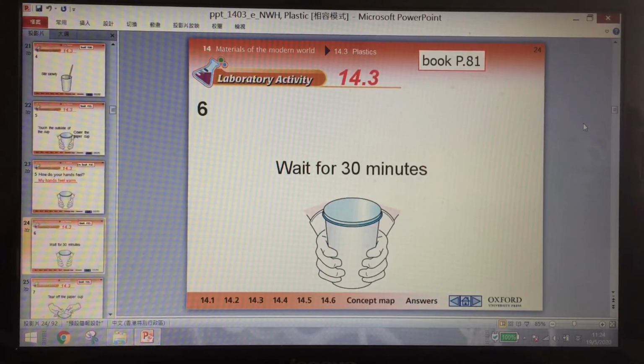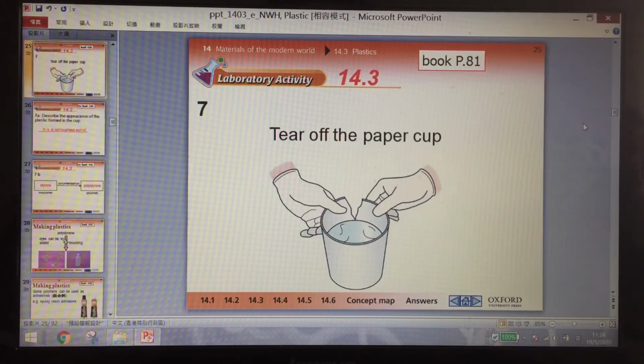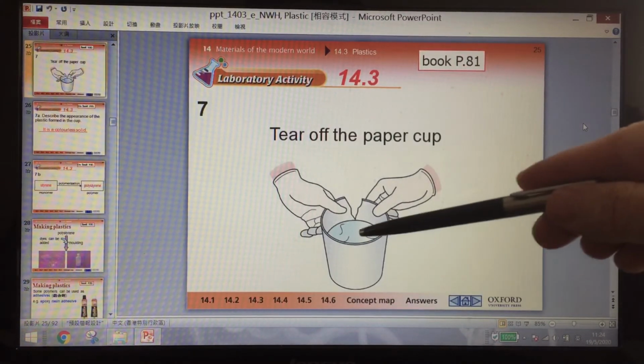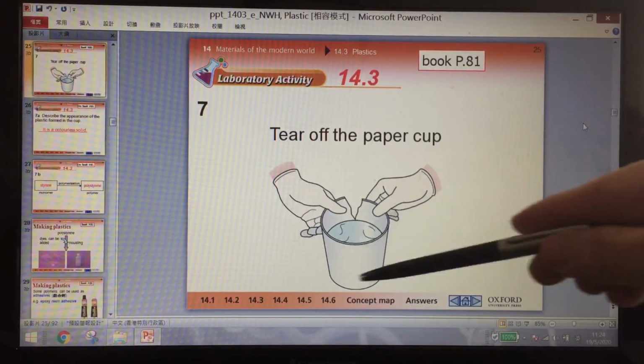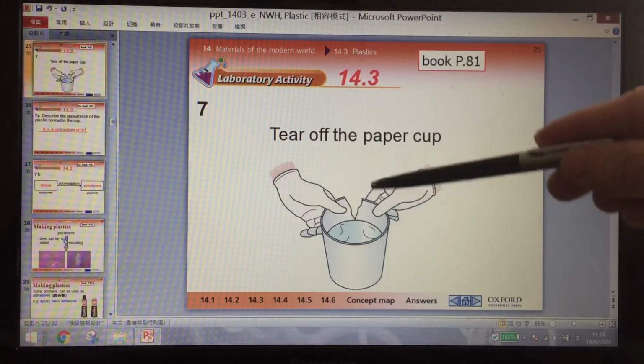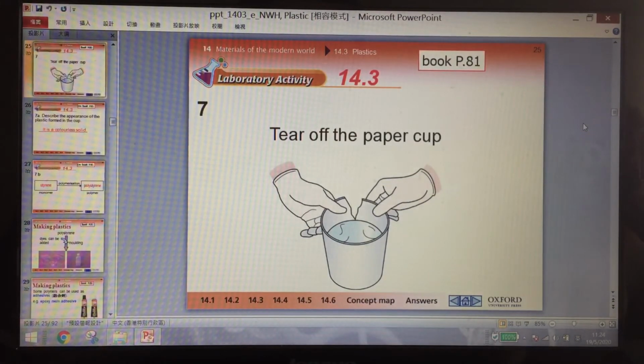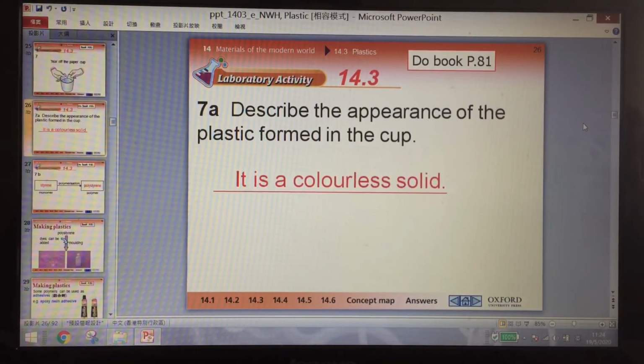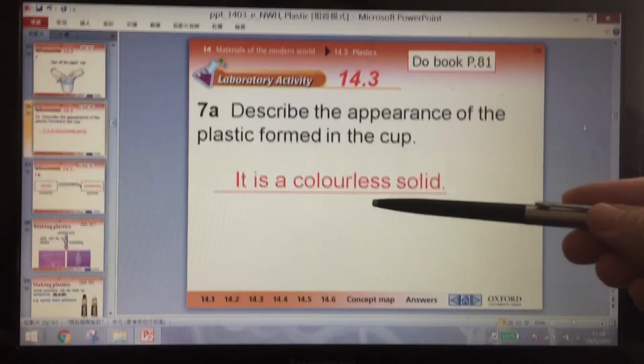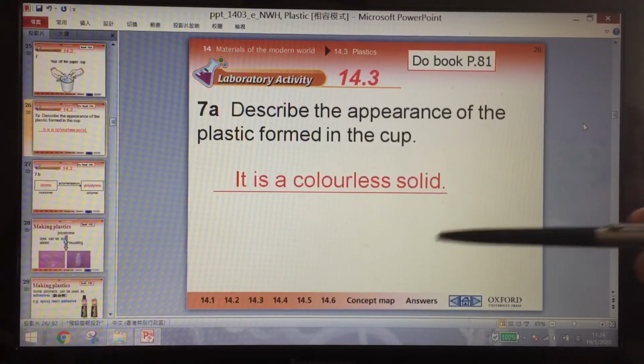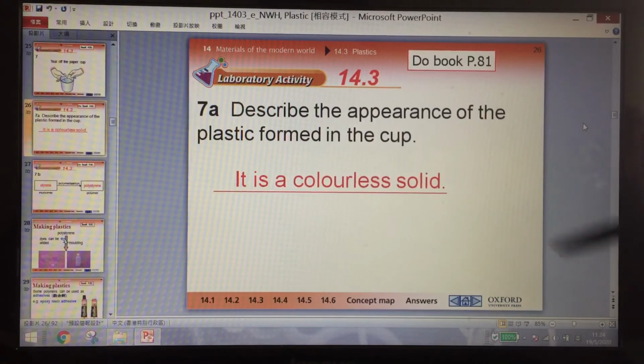And then you wait for 30 minutes for the reaction to carry on. And then you will find that the plastic has solidified. You can tear off the paper cup and then you will have the colorless solid. The plastic surrounds the small object.